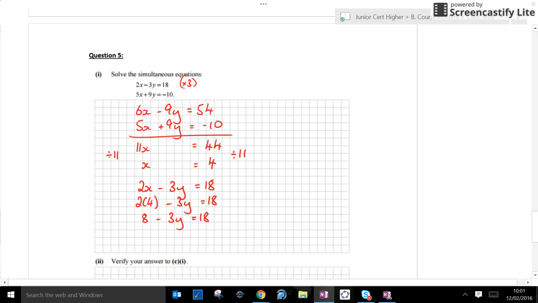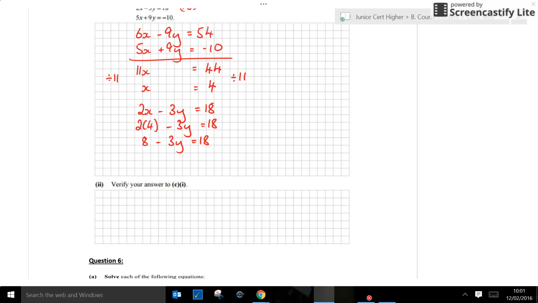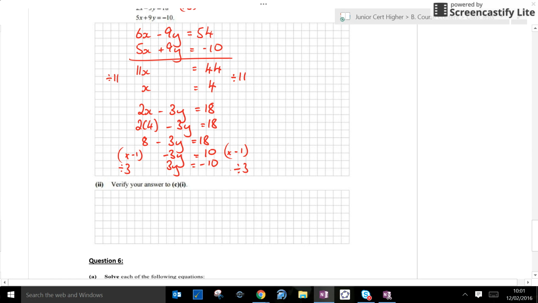Okay, so I'm going to isolate the y term now by subtracting 8 from both sides to give me minus 3y is equal to 18 minus 8, which is 10. And now I'm going to multiply by minus 1 to change that minus 3y to a positive 3y. So I get 3y equals minus 10. And my last step then, to get the value of 1y, is to divide by 3. And I get y is equal to minus 10 over 3. And we can leave our answer in fraction form.